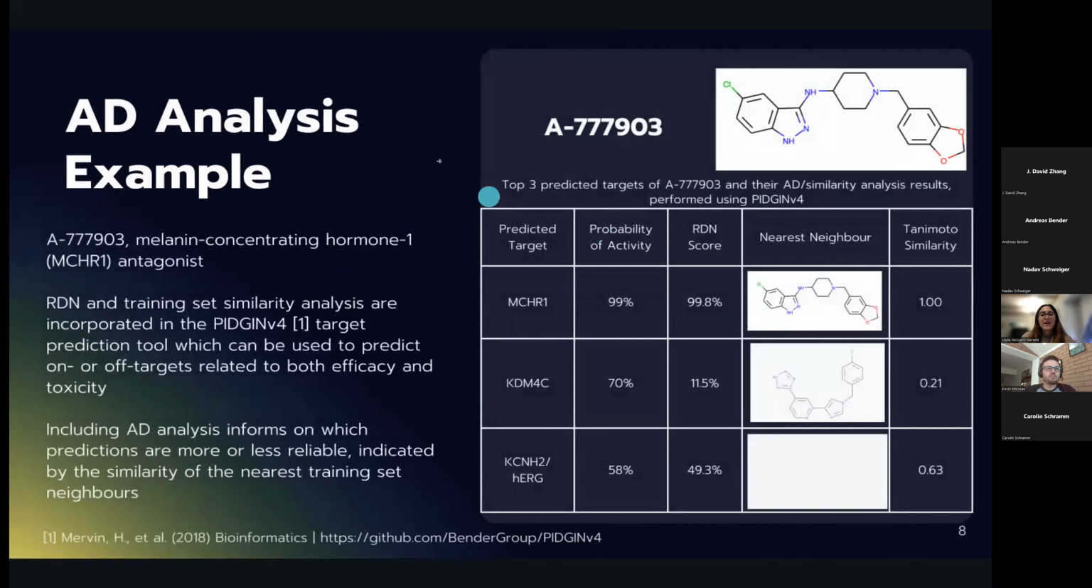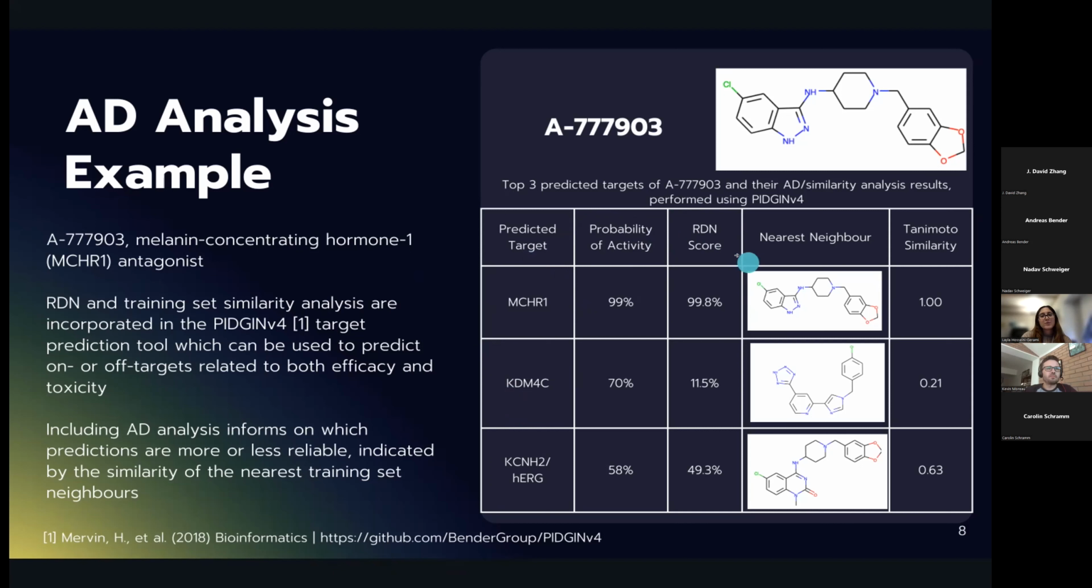To illustrate how this works in practice, I've taken a compound here, which is a melanin concentrating hormone 1 antagonist from PubChem. This RDN analysis is incorporated in the Pidgin V4 target prediction tool, which was developed in the Mitchell group by Dr. Lewis Mervin and then retrained by myself and Mariana Trapotsi. This tool is essentially a collection of random forest models built on bioactivity data to predict the probability of activity against different targets, but also incorporating this RDN score of applicability domain.